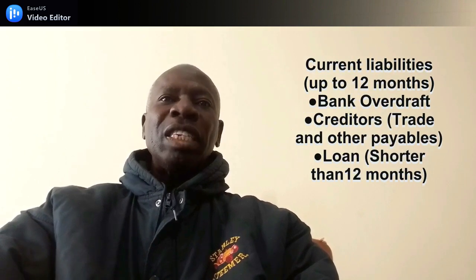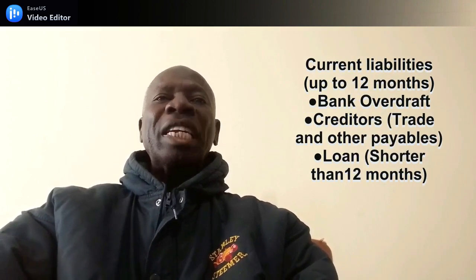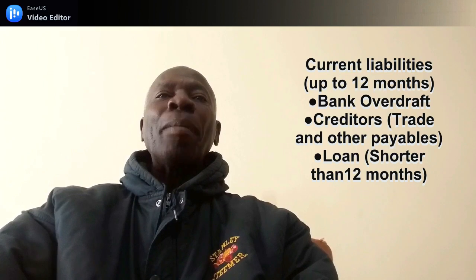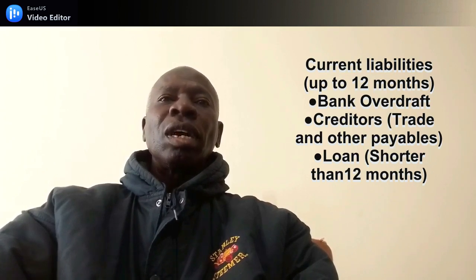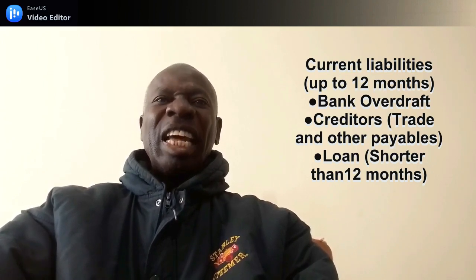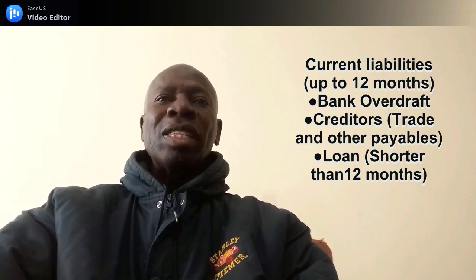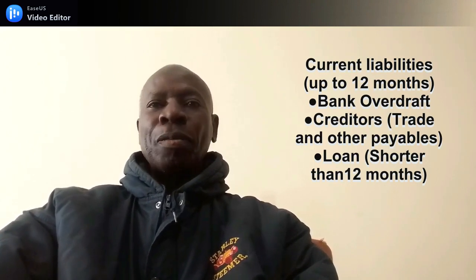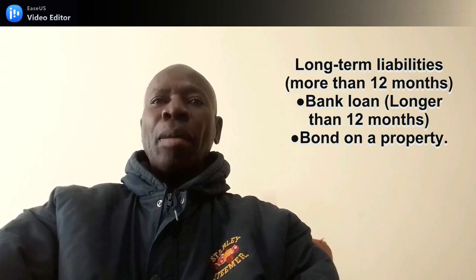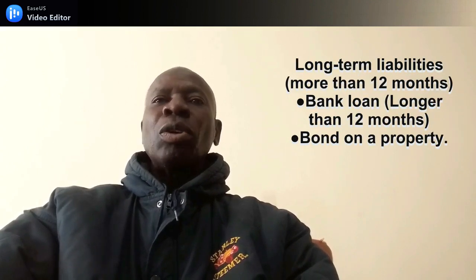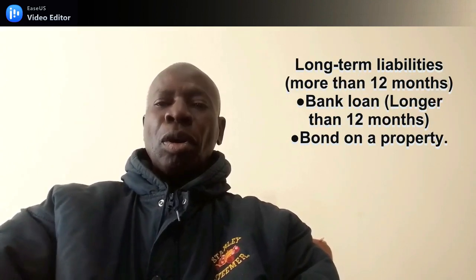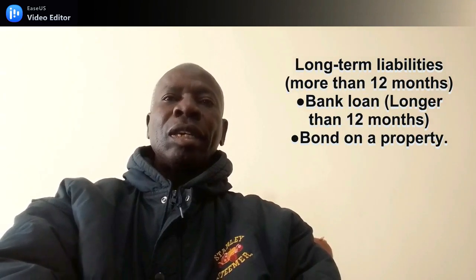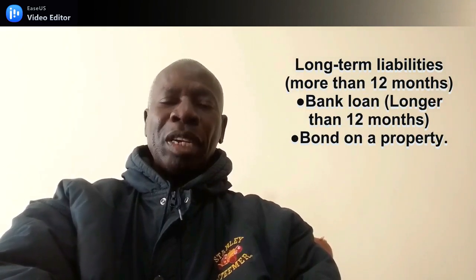Bank overdraft is a current liability. Creditors or trade and other payables are current liabilities. A loan which is shorter than 12 months is also a current liability. Then long-term, we have the bank loan, which is more than 12 months, and a bond on a property. Those are long-term liabilities.